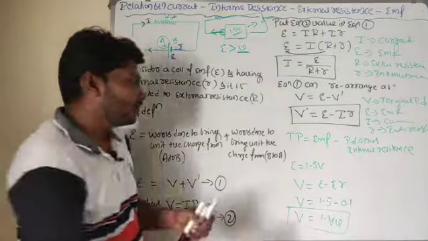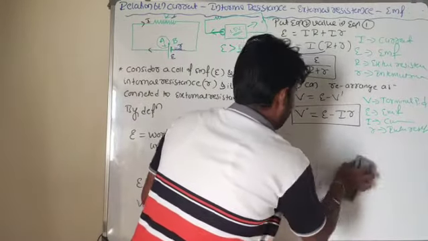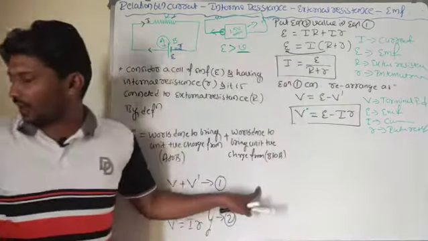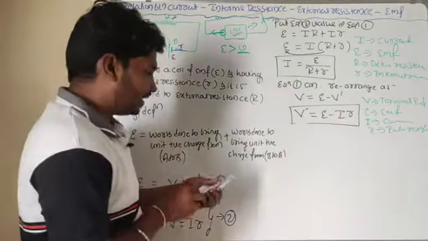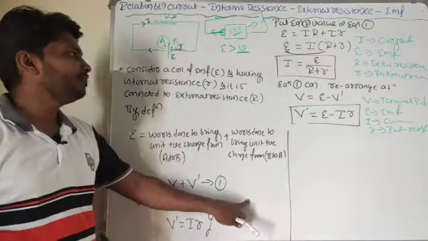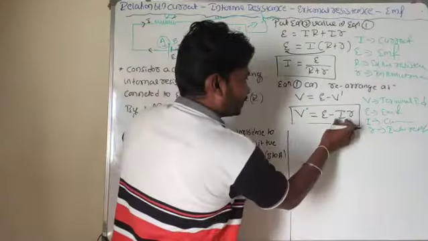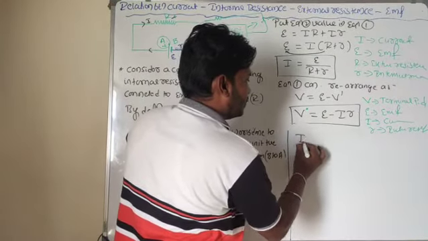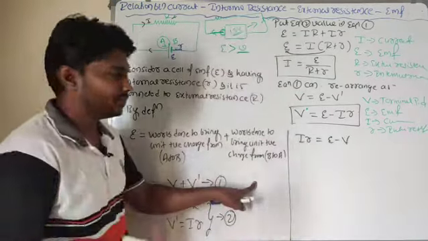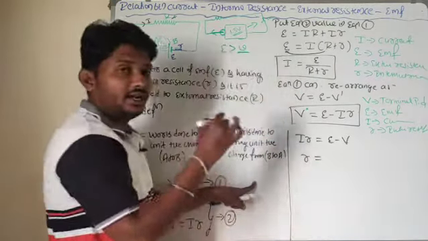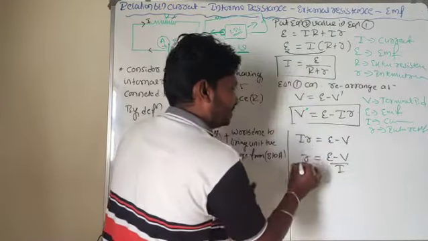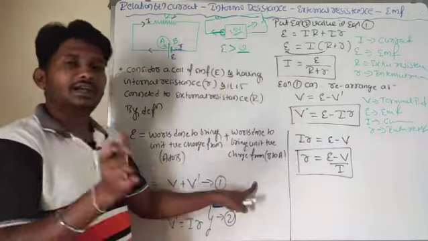Now let me consider one more term, the internal resistance. We have to find the value of the internal resistance. In order to get it, I will use this equation: minus I into r, I will take to the left side. It is equal to E minus V, where r is the internal resistance. So r is equal to E minus V divided by I. This is the expression for internal resistance.